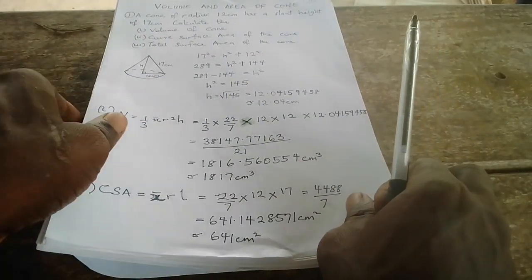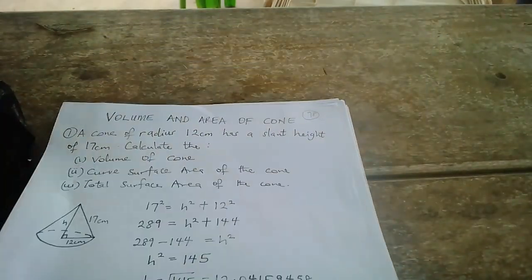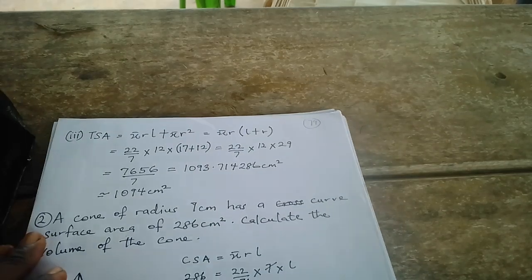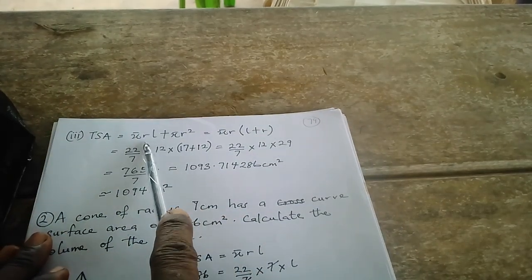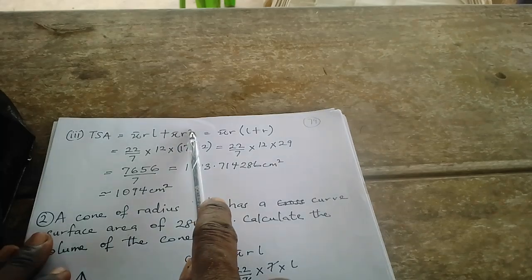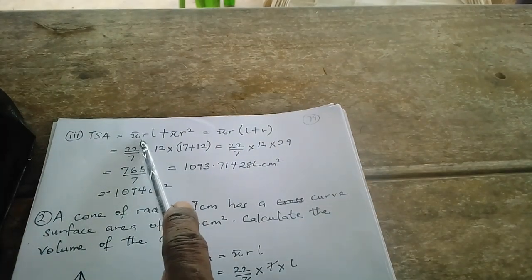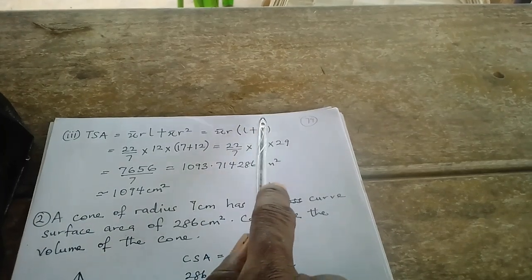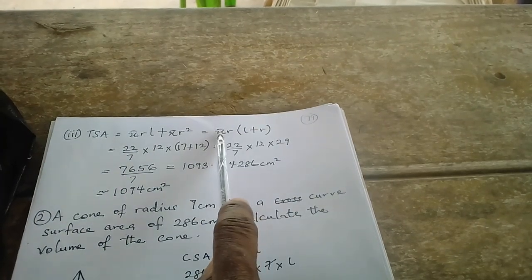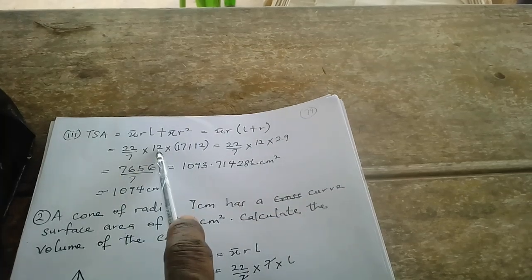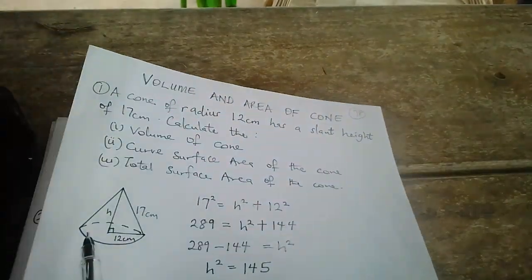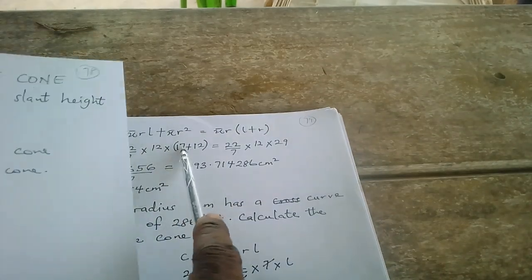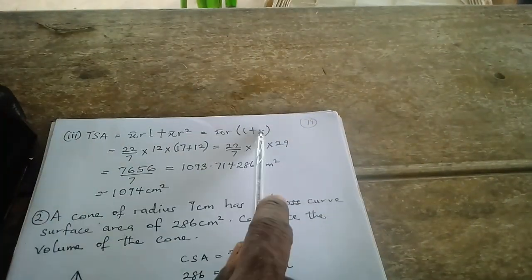Then the total surface area of the cone. The formula for the total surface area of a cone is πrl plus πr². We can also use this formula: πr(l + r). Then π is 22/7, r is 12, as given in the question, the base radius of the cone, and l is the slant height, 17, plus r, which is 12.